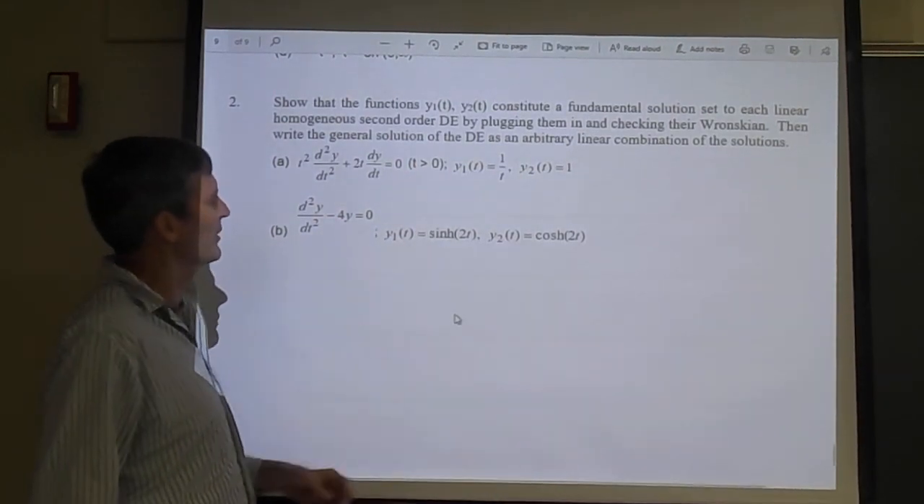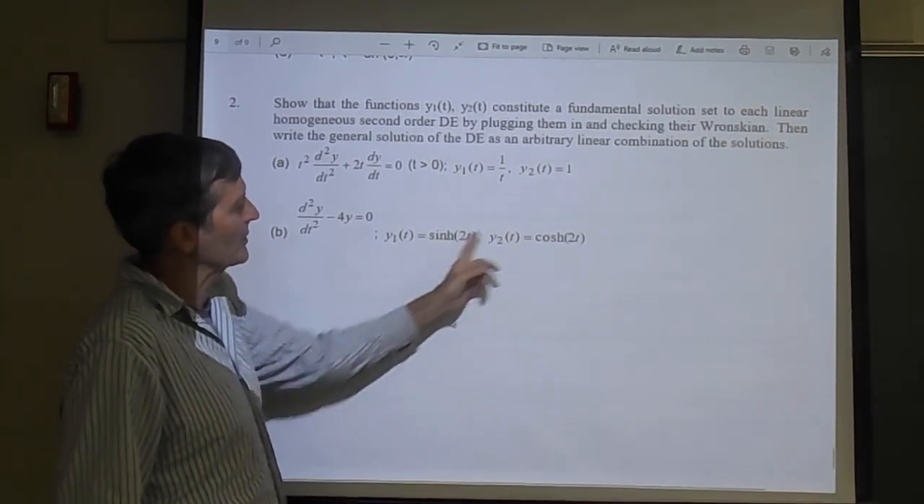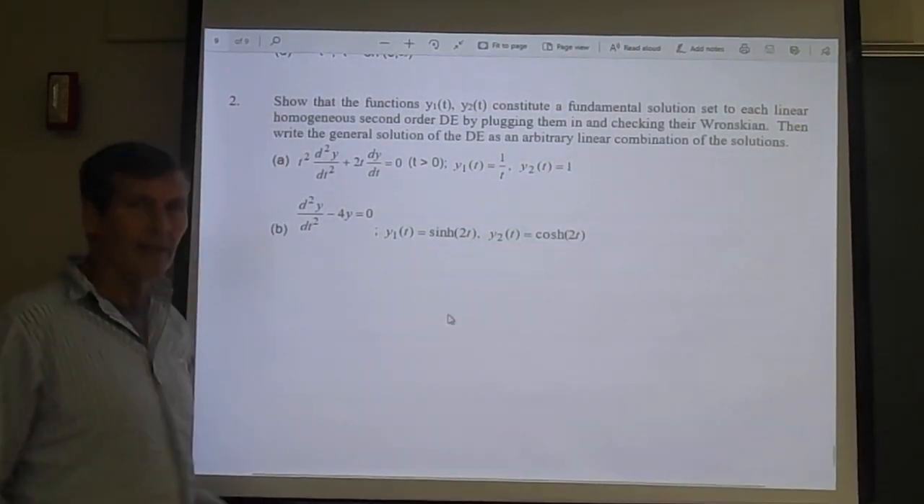Same kind of thing with this one. Sinh and cosh, the hyperbolic trig functions. Remember, the derivative of sinh is cosh, the derivative of cosh is sinh, when you do this one. Easy homework set.